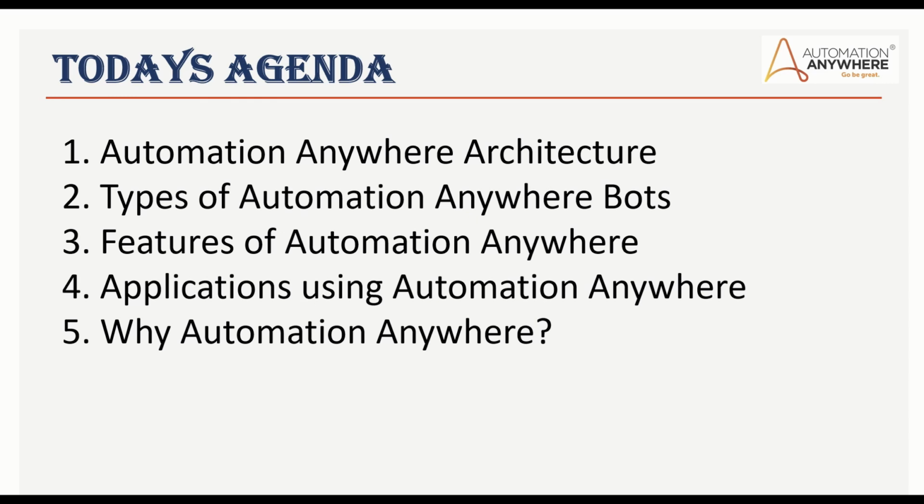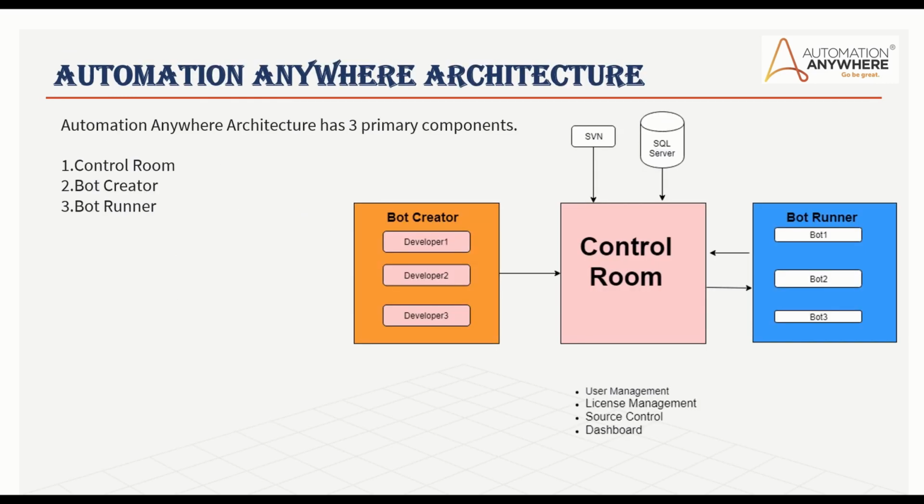My first topic is Automation Anywhere architecture. You can see on my screen a picture which shows the architecture design of Automation Anywhere. It has three primary components. The first is the control room, the second is the bot creator, and the third is the bot runner. Let me discuss them one by one. What is the control room? The control room is a web-based platform that controls Automation Anywhere. You can say it is the server of Automation Anywhere which controls all the bots.